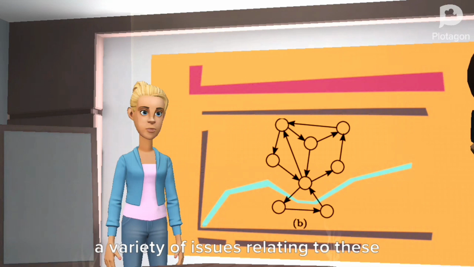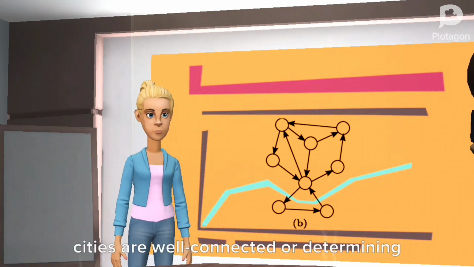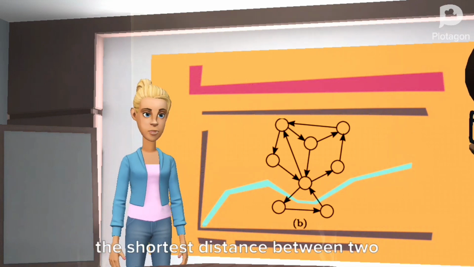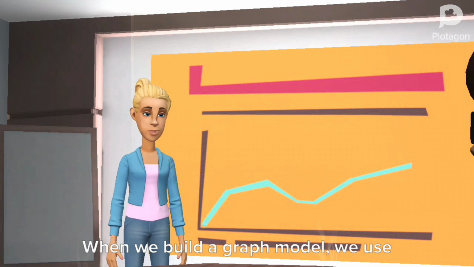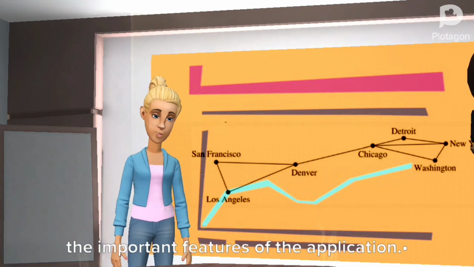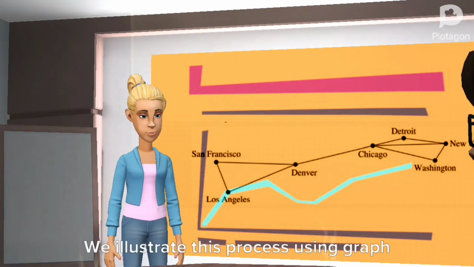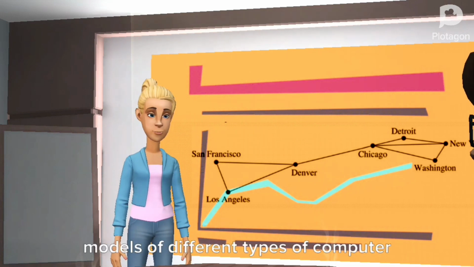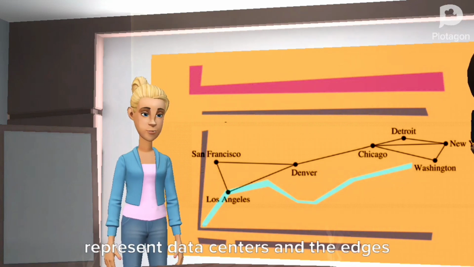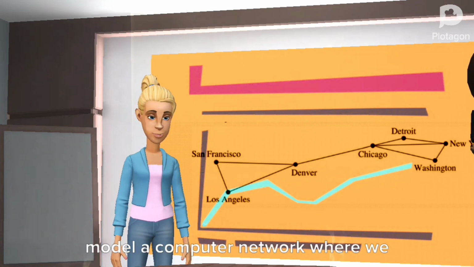We may use the graph network to solve a variety of issues relating to these cities, such as determining which cities are well connected or determining the shortest distance between two cities. When we build a graph model, we use the appropriate type of graph to capture the important features of the application. We illustrate this process using graph models of different types of computer networks. In all these graph models, the vertices represent data centers and the edges represent communication links.